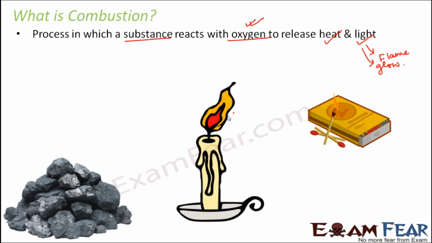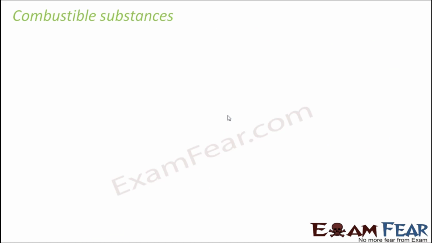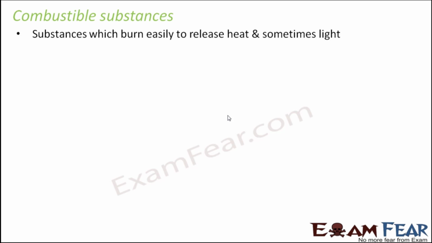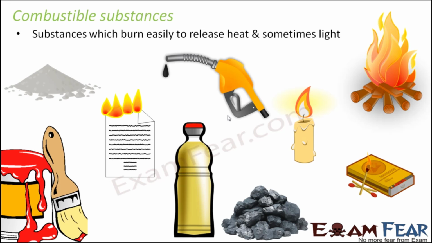Now let us look at some examples of combustible substances. What are combustible substances? Those substances which undergo combustion, that is, they burn easily to release heat and sometimes light. Not all substances can burn to release heat. So those substances which can burn to release heat are called combustible substances, and examples are all these which you see on the screen.